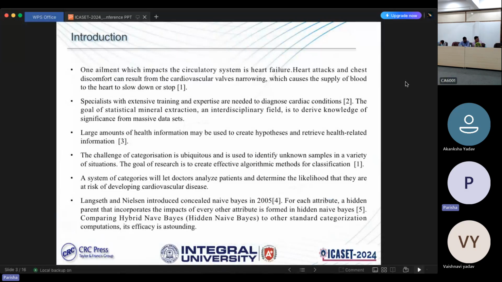Heart attack and chest discomfort can result in the cardiovascular valves narrowing, which causes the supply of blood to the heart to slow down or stop. Diagnosing cardiac conditions needs various specialists or extensive training, and the goal of data extraction is to derive knowledge of significance from massive data sets. A large amount of health information may be used to create hypotheses and to retrieve health-related information. The challenge of categorization is used to identify unknown samples in a variety of situations, and the goal of this research is to create effective algorithmic methods for classification. A system that uses categorization will let doctors analyze patients and determine the likelihood that they are at risk of developing cardiovascular disease.